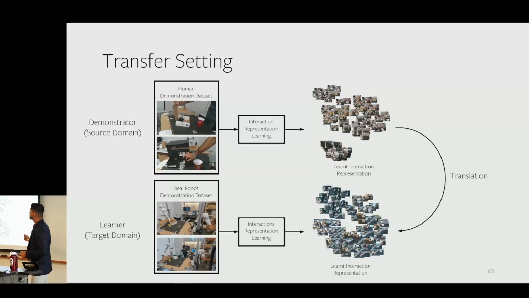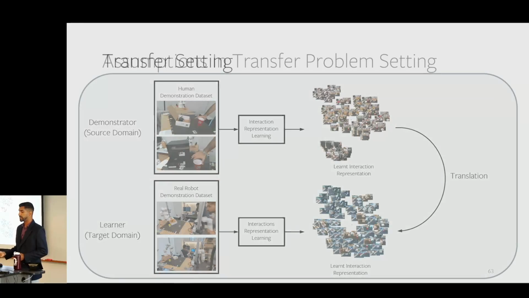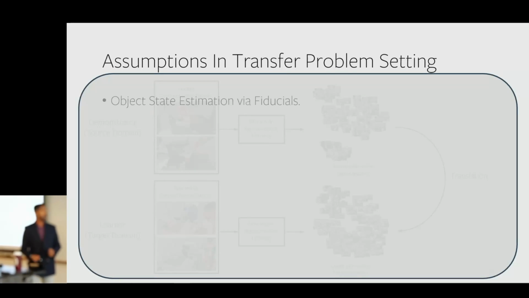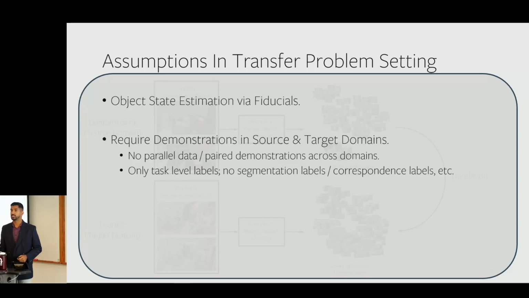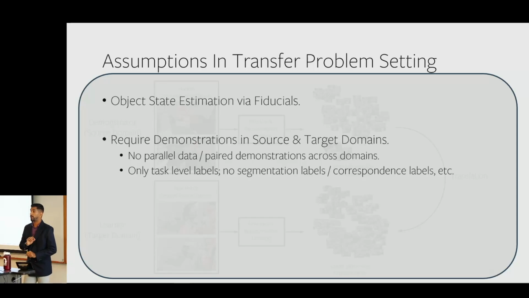I want to take a second to talk about some of the assumptions that I'm making in this problem. I'm going to assume that I have object state information given to me by tracking some fiducials. I'm also going to assume that I require demonstrations in both my source and target domains. There is still no parallel data or no paired demonstrations across these domains. And we assume access to task level labels, but no other supervision besides that.